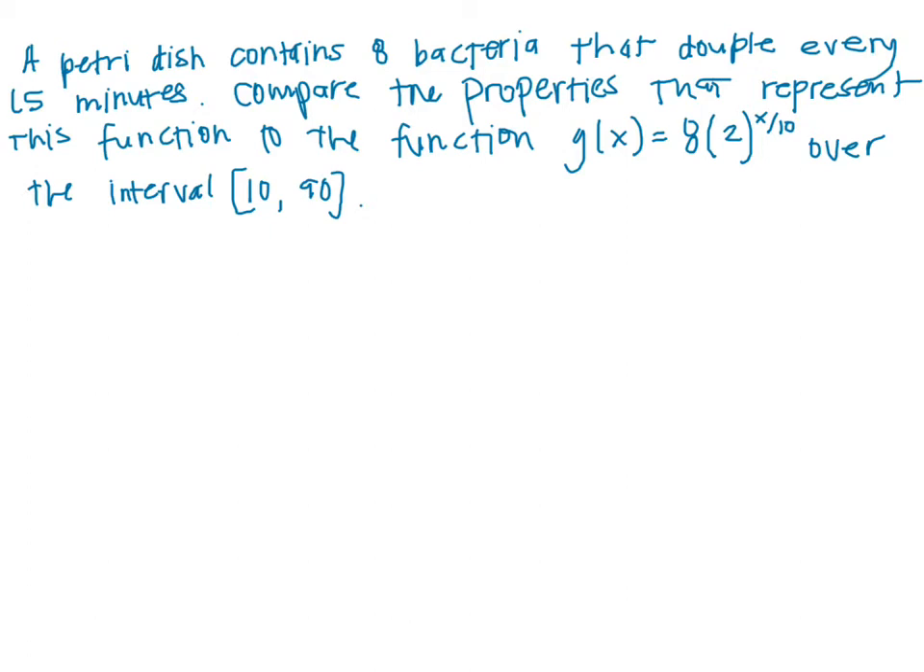Well, if I want to plug 10 and 90 in to create a table, I need to figure out what equation this word problem represents. So I see that it starts with 8 bacteria. So I'm going to have y equals 8 times, for my growth factor, double. So that's going to be a 2. And then every 15 minutes. If it was every minute, I would just have an exponent of x, but since it's every 15 minutes, I need to do x divided by 15.